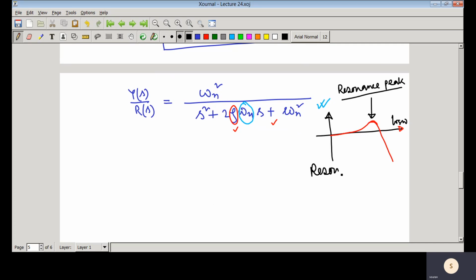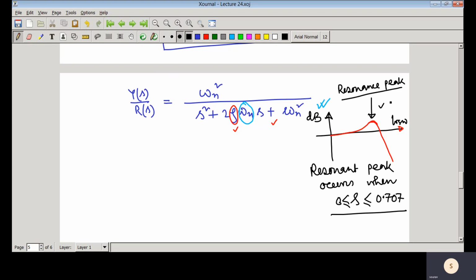So resonant peak occurs when that zeta, that means that damping ratio, is less than or equal to 0.707. So here one thing, you should not be confused with that percentage of overshoot. That overshoot appears in time domain, and here we are talking about that resonant peak, which is in frequency domain. So that is that magnitude versus frequency in logarithmic scale, and this peak is called that resonance peak.